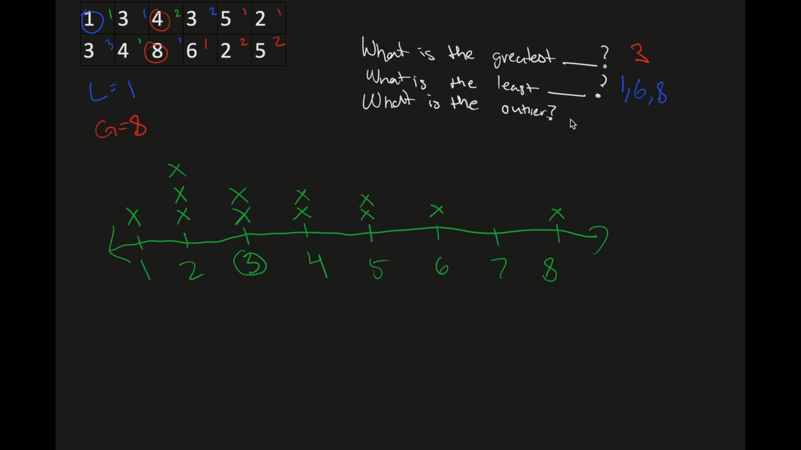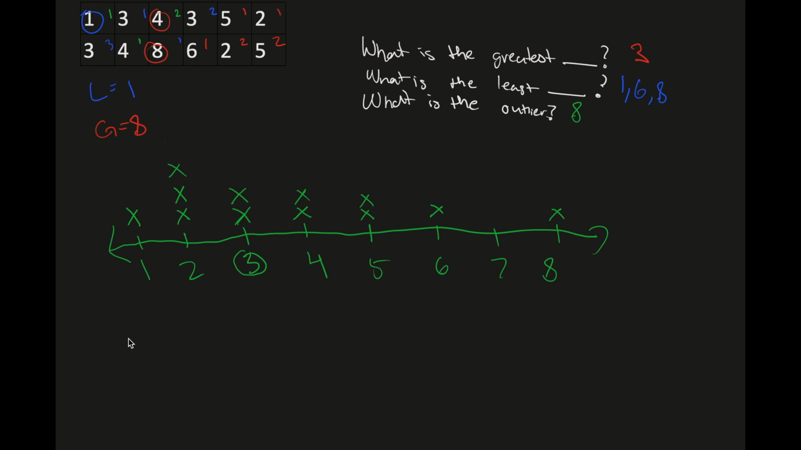So what is the outlier? 8. But this one could be your call. If you think that maybe 8 is not so far, maybe these two could be grouped together, then it's not an outlier. Now, in some cases, there could be two outliers.